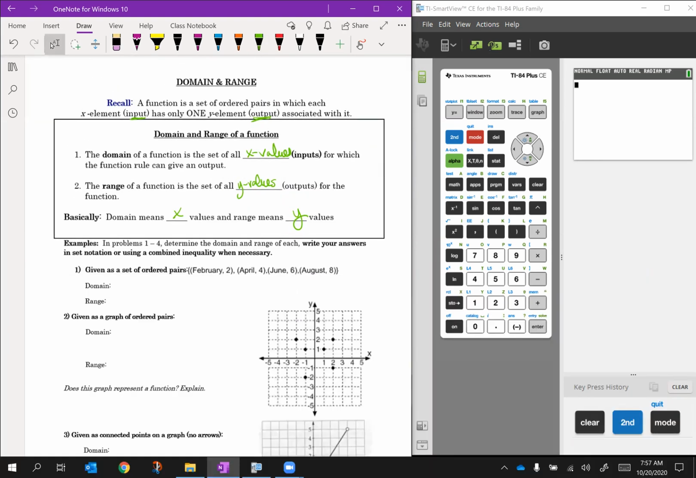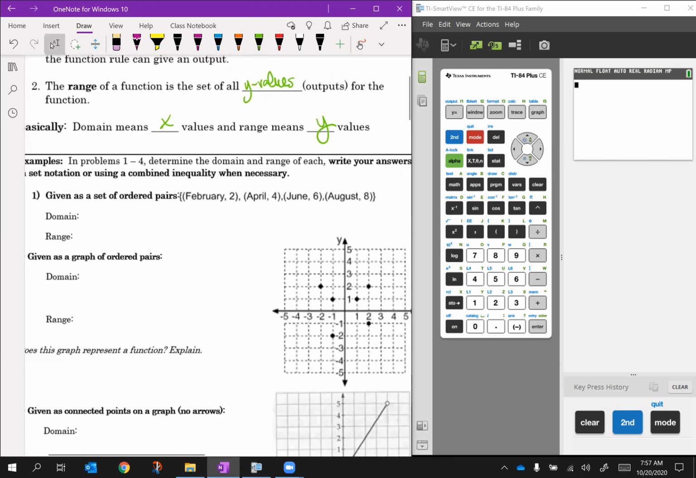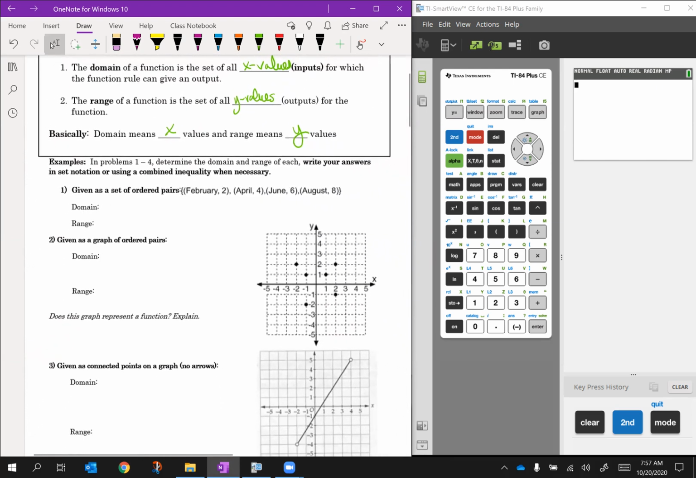So we're just going to go through some of these. We're going to practice doing the domain and the range. So it says, determine the domain and range of each. Write your answers in set notation or using the combined inequality when necessary. So set notation means like this. So capital D, what are our inputs here? So we're looking at the x values. Remember when we read a coordinate, it goes x comma y.